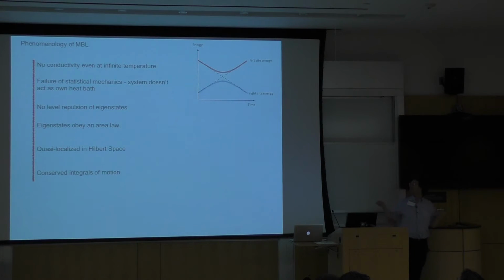Those are sort of the key things. There's no level repulsion of the eigenstates. So typically you have level repulsion of the eigenstates, and that doesn't happen here. The eigenstates are also pathological in that they obey an area law. There's localization kind of in Hilbert space.